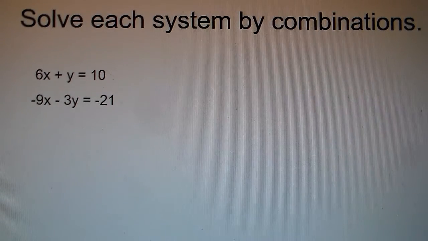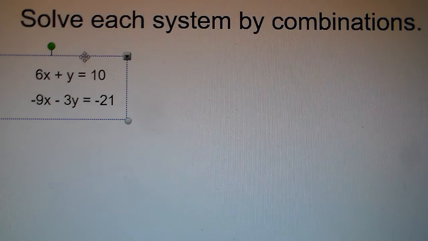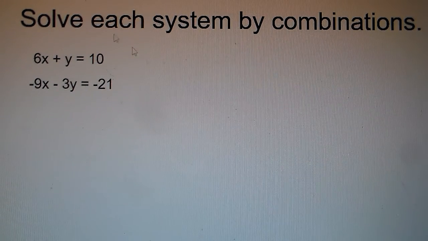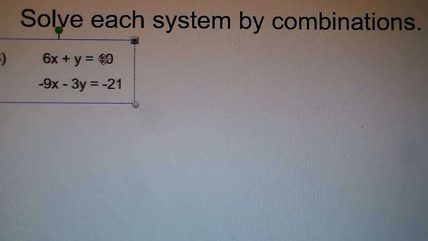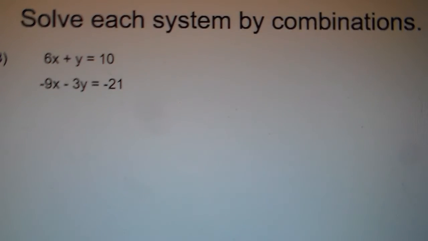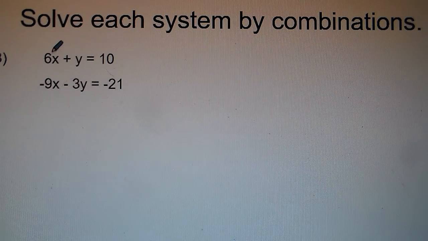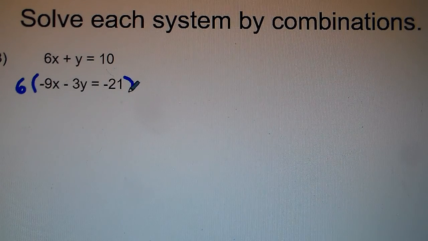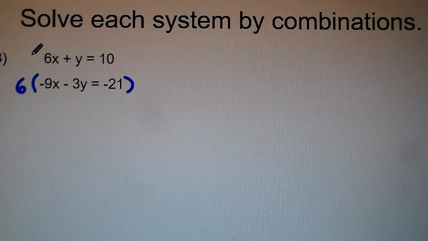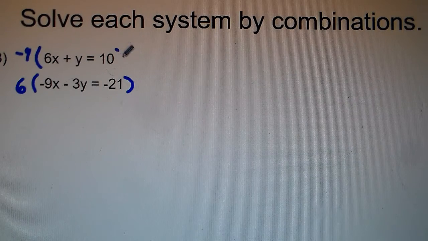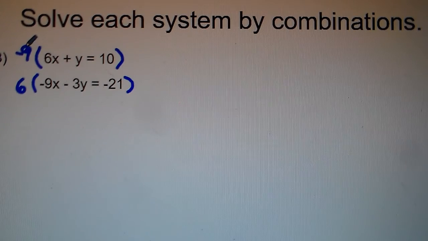Let's do this system together. Now it's going to be a lot of work, but we can do it. So first step here, we want to do the opposite numbers. We have a positive 6 up on top, so that means we have to write a positive 6 down here. I'm going to multiply everything by 6. We have a negative 9 in front of this x, so we have to put a negative 9 up top and multiply everything up here by negative 9.